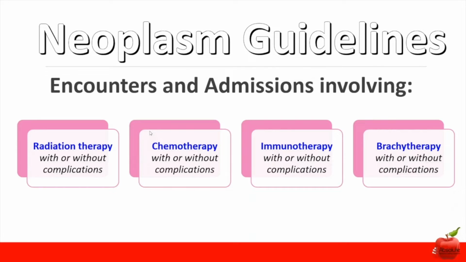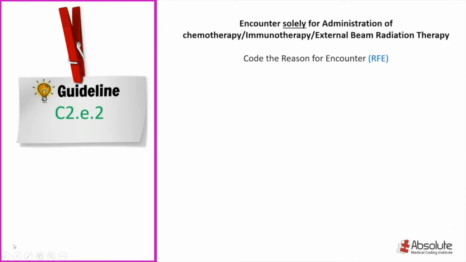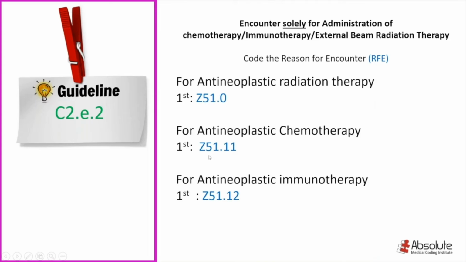And this one is about the encounter and admission involving radiation therapy, chemotherapy, immunotherapy, brachytherapy with or without complications. So the guideline which we are going to review here, C2E2, states that encounter solely for the administration of chemotherapy, immunotherapy, external beam radiation therapy, code for the reason for encounter. So if the patient is coming for anti-neoplastic radiation therapy, you have to assign Z51.0 as the primary code.